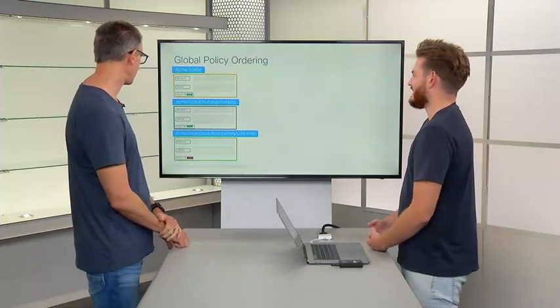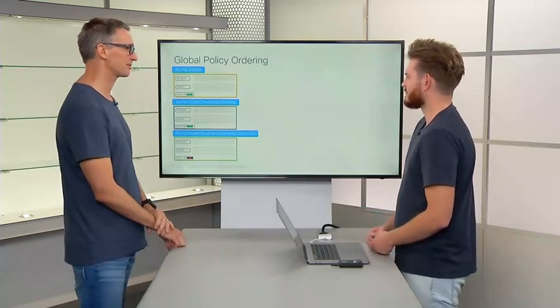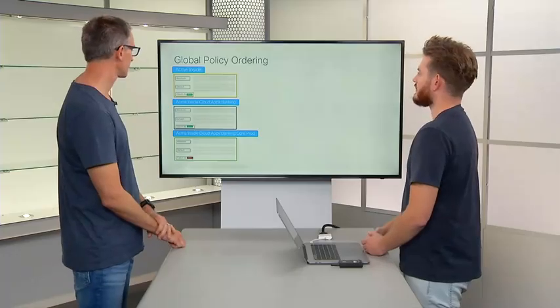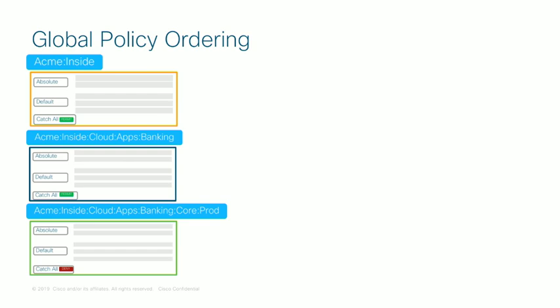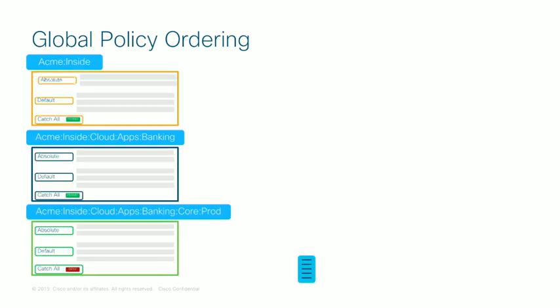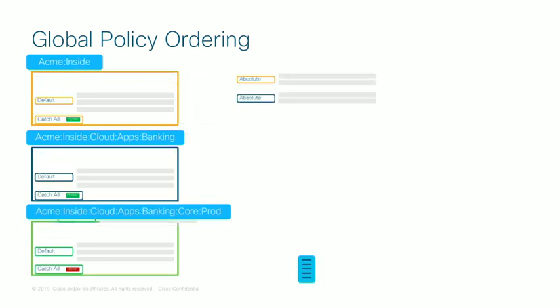It does. And let's see how it plays out. It's actually really not that complicated, but once it's laid out for you, hopefully it will all make sense. So there's the global policy ordering from top to bottom, and we will take the absolute rules of every workspace and apply them first. Let's visualize that. We're going to take the absolute rules from the inside workspace, the banking workspace, and the core prod workspace, and put them into the global policy output.